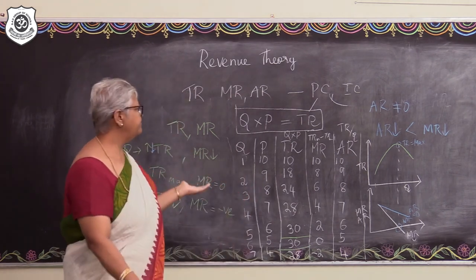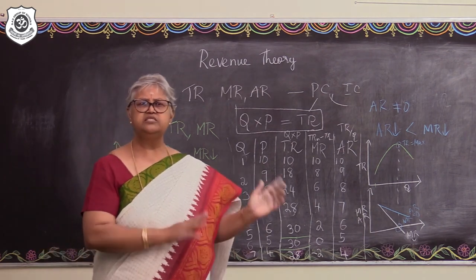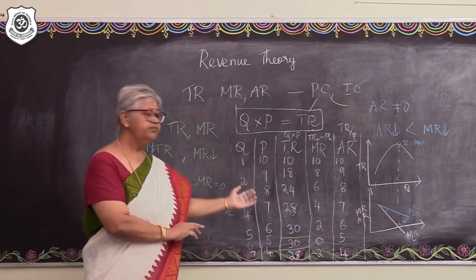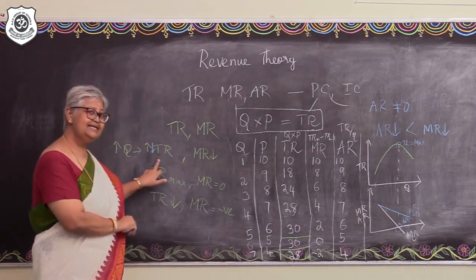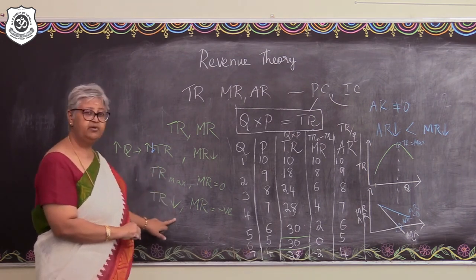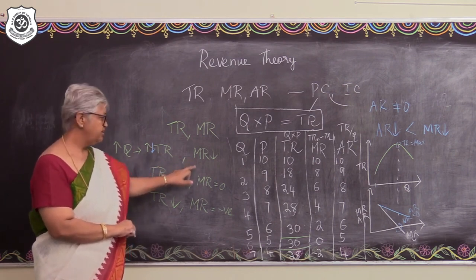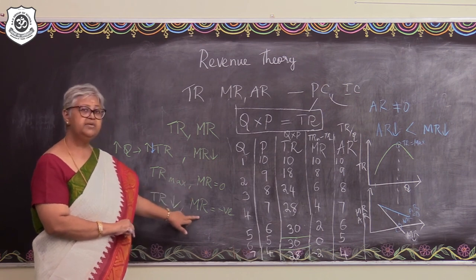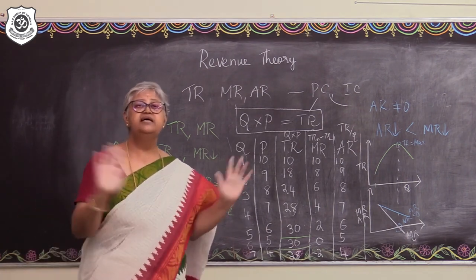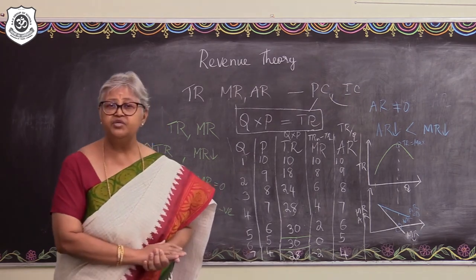In an imperfect market, which is more realistic, only when the price falls can more and more be sold. In such a market, the total revenue increases at a decreasing rate, then becomes maximum and then starts falling. That shows MR falls, becomes 0 and could become negative. Whereas the AR continuously falls, never becoming 0 or negative. So with that, we are done with the revenue theory.